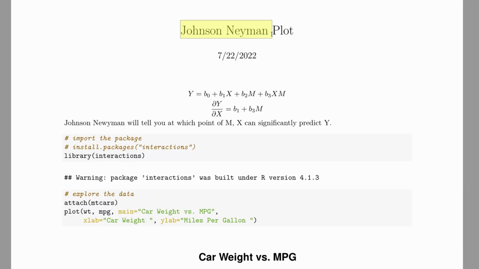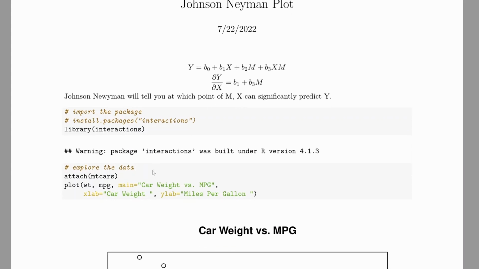I will put the link down below in this video. Just to be brief, suppose that you have a y dependent variable, an x predictor, an m moderator, and an interaction. You can calculate the partial derivative of y with respect to x, and that's what you get. So Johnson Neyman will tell you at which point of m x can significantly predict y. That's the basic function of Johnson Neyman. And now I'm going to shift to RStudio to show you how we can do that.